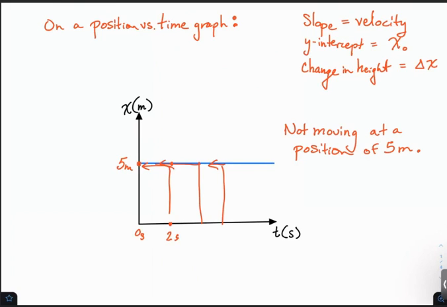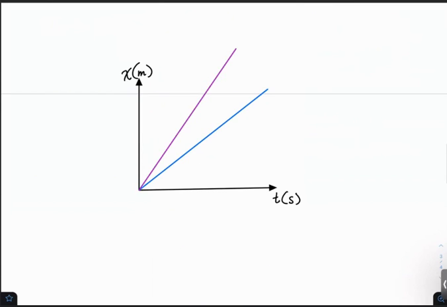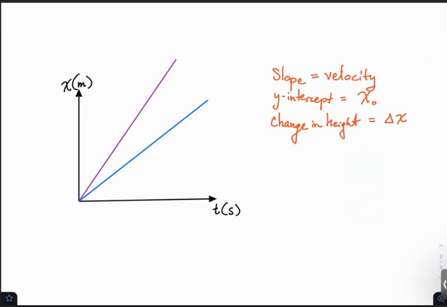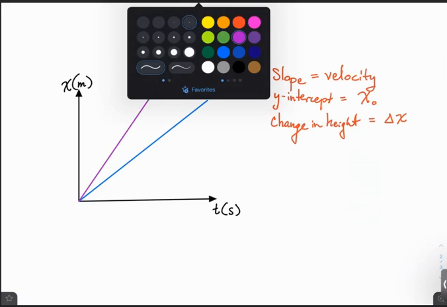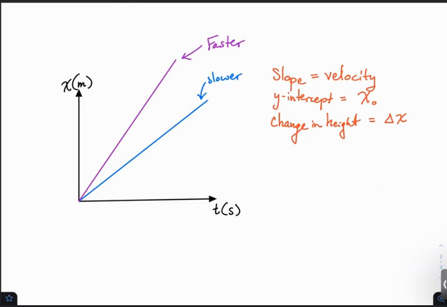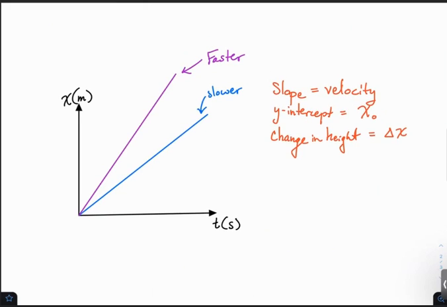Cool. Next. If I want to compare these two graphs, and I remember that velocity is our slope, then that means the purple line is going faster and the blue line is going slower, because the purple line has a steeper slope and the blue line has a less steep slope. But they're both starting at the same position because they both are at 0, 0 at the beginning.